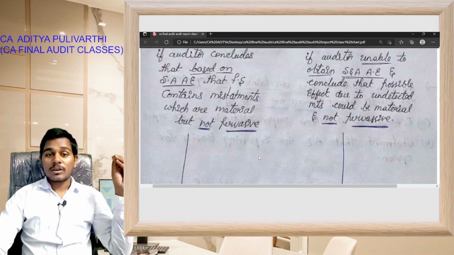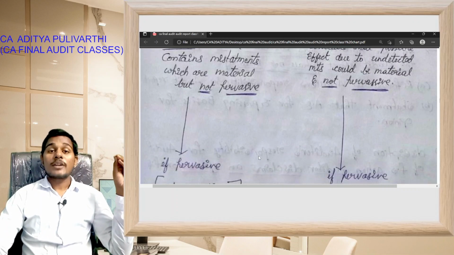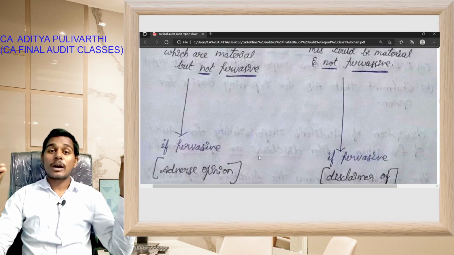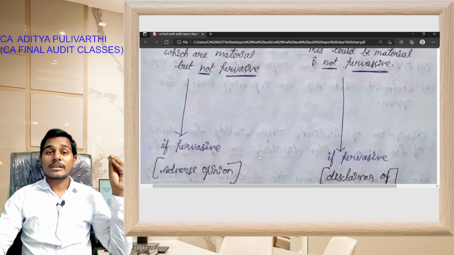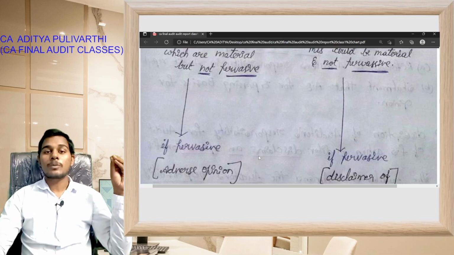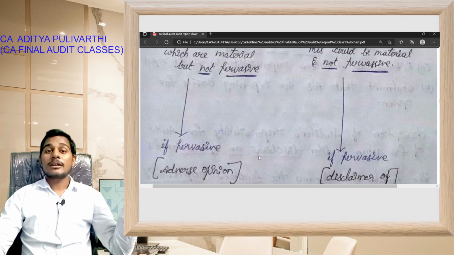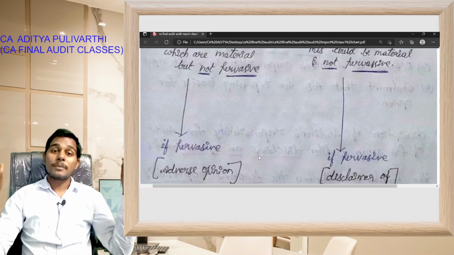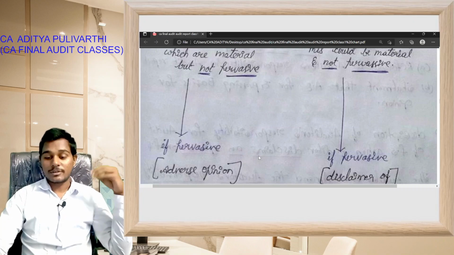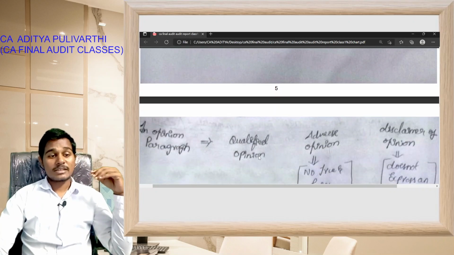And in the case of disclaimer of opinion, the auditor is unable to obtain sufficient and appropriate audit evidence and concludes that the possible effect of undetected misstatements could be both material and pervasive, then the auditor will issue a disclaimer of opinion. Okay students, let's discuss them.